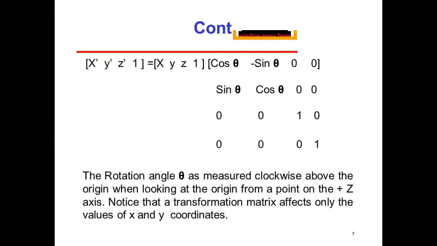The rotation angle theta is measured clockwise. So here we are again measuring the angle clockwise about the origin when looking at the origin from a point on the plus z axis. So if we are going to rotate our object about the z axis, we will use this matrix formulation. Take care of this.